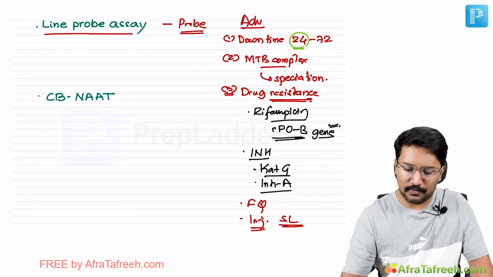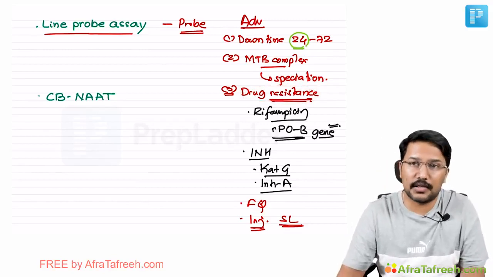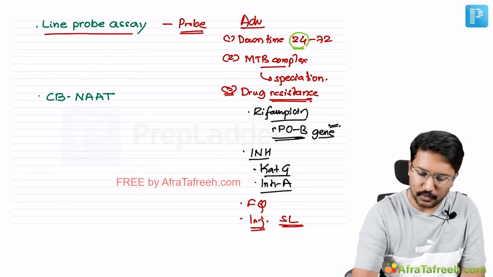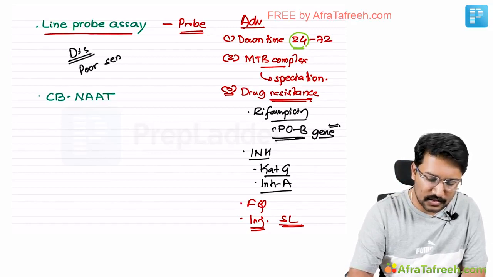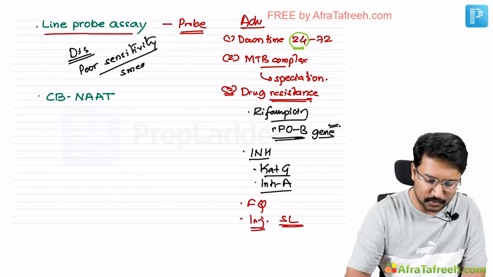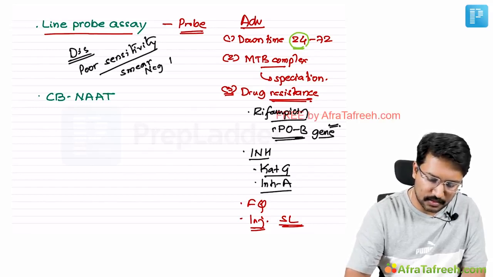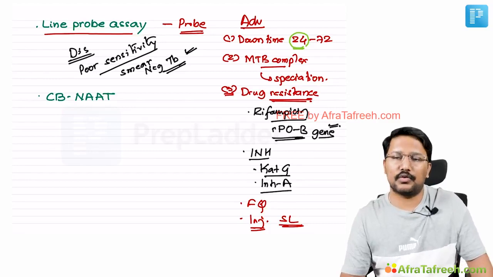So this is one particularly very important advantage. Okay, so this is about line probe assay. Now what are the disadvantages of line probe assay? The most important disadvantage of line probe assay is its poor sensitivity in patients who are smear negative. Poor sensitivity in patients with smear negative tuberculosis or sputum negative TB. In patients who are sputum negative, it has a low sensitivity, so it adds less to the diagnosis of tuberculosis.